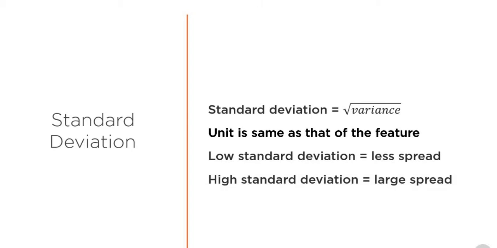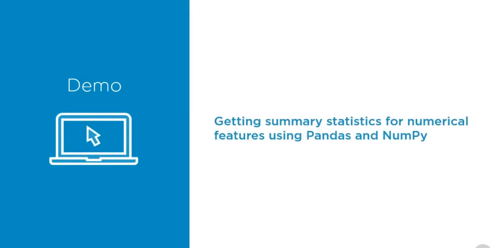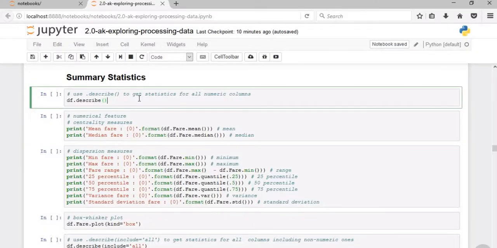So now you have a basic understanding of different summary statistics for numerical features. Let's put all of the concepts that we have learned so far in the practical use using the Titanic dataset. In this clip, you will learn to use pandas and NumPy to get summary statistics on the Titanic dataset. Here we are in the Jupyter Notebook.